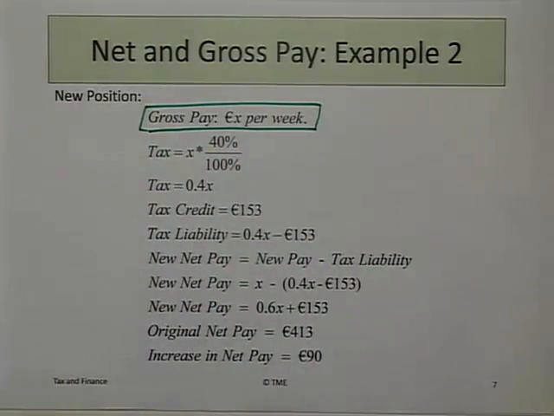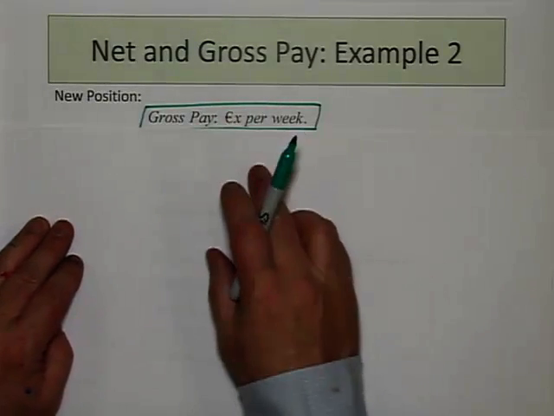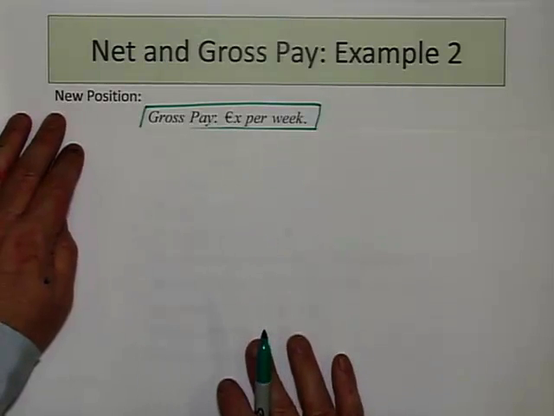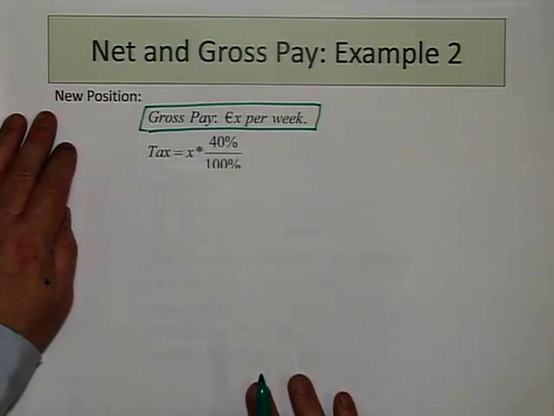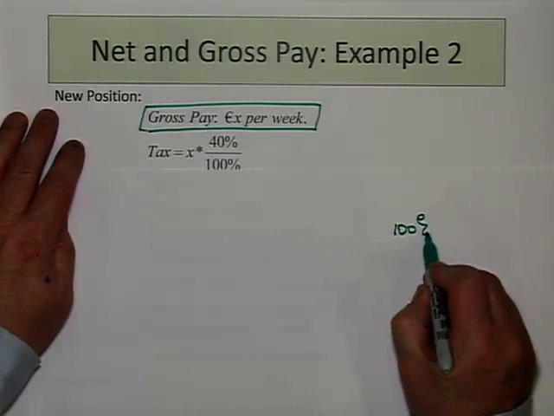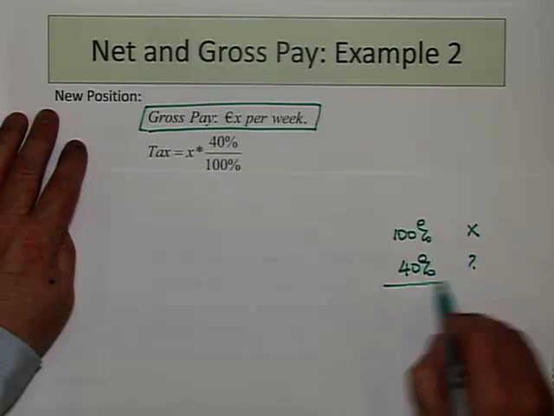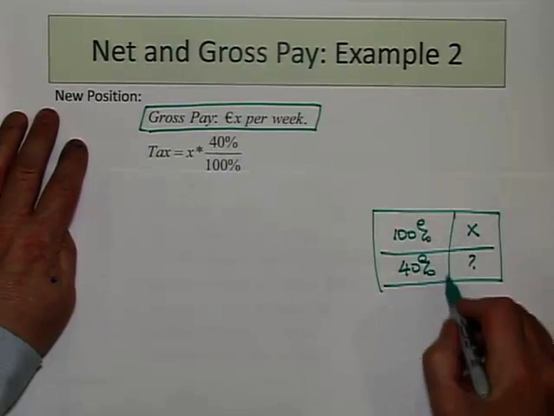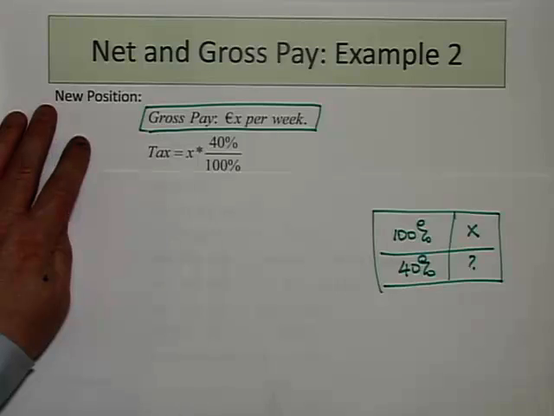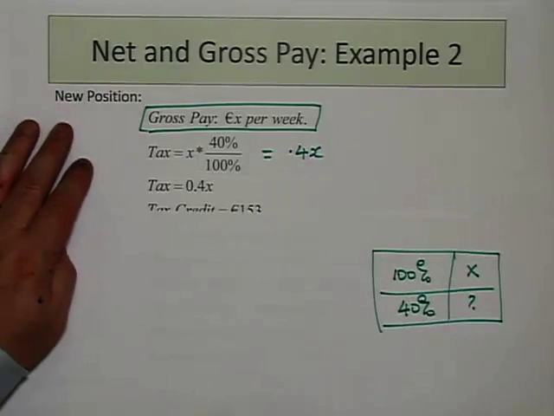We don't know what it is, but we do know some things about it. If the gross pay is X a week, we know that the tax is 40%. So if 100% of a salary is X, what's 40% in terms of the tax? You have to work out what that number is. And that turns out to be 0.4X, 40%.